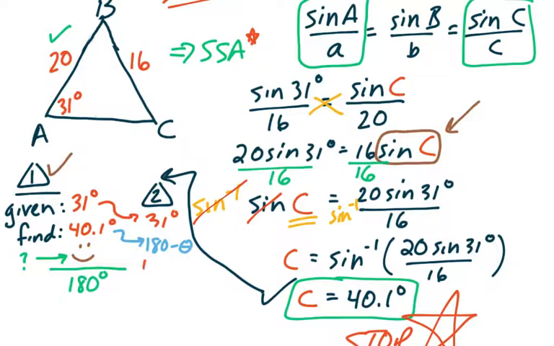Meaning, how about 180 minus 40.1? What would that be? What would happen if that was in a triangle? And if you do 180 minus 40.1, you would get about 139.9 degrees.